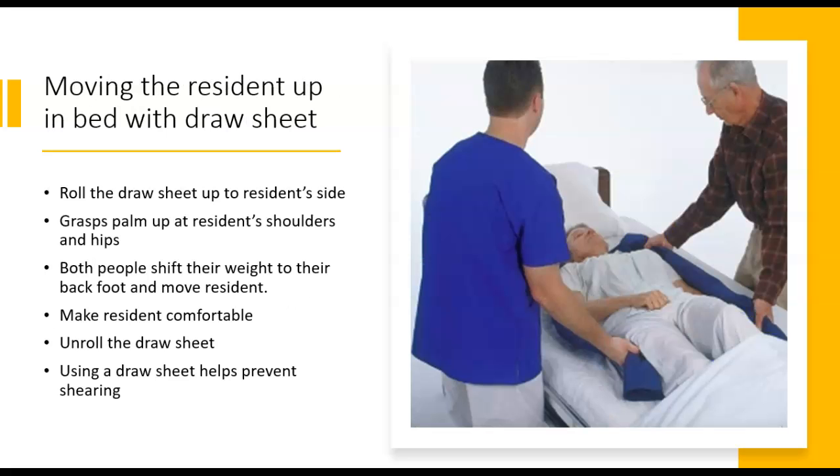Moving the resident up in bed with a draw sheet. You're going to roll the draw sheet up to the resident's side. Grasp the palms at the resident's shoulders and hips. Those are your two heaviest points. Both people shift their weight to the back foot and move the resident. Make the resident comfortable and unroll the draw sheet.